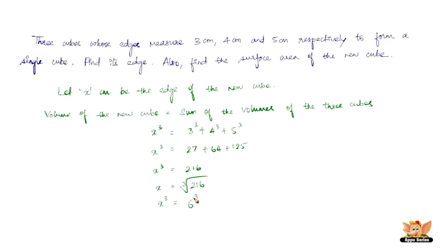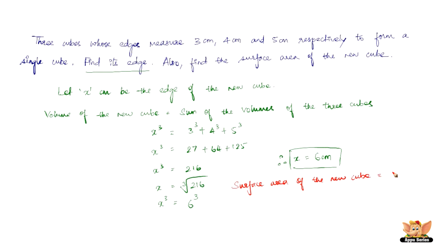That is, x cube equals 6 cube. 6 times 6 is 36. 36 times 6 is 216. So if x cube equals 6 cube, then definitely x is going to be 6 centimeters. So therefore, the edge of the newly formed cube as a result of the combination of these three cubes is 6 centimeters. And now let us find the surface area of the new cube.